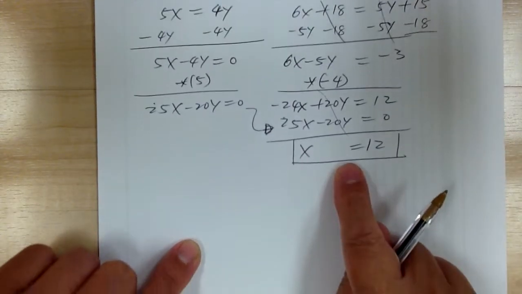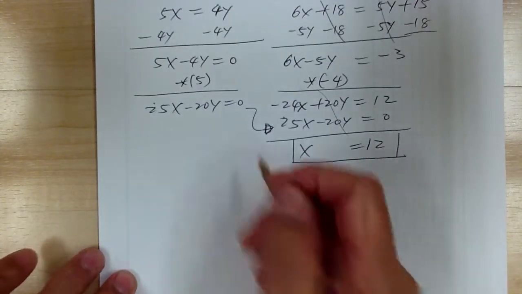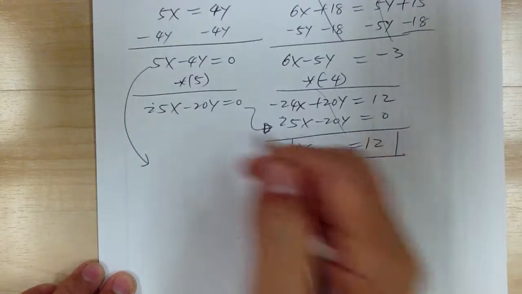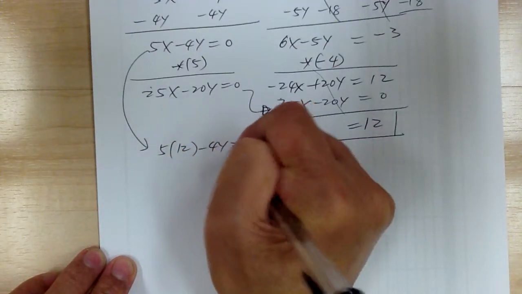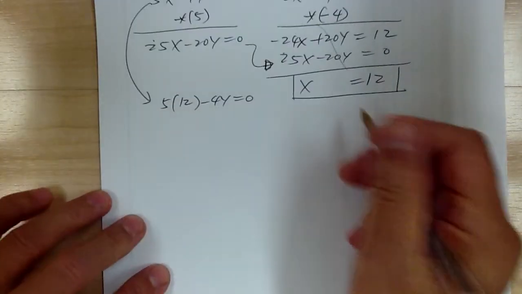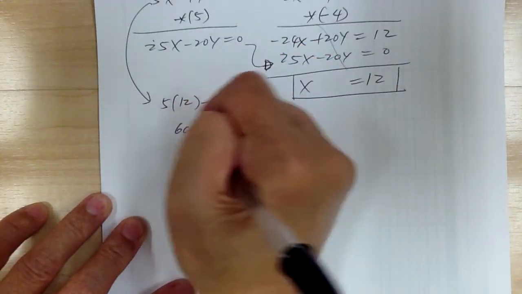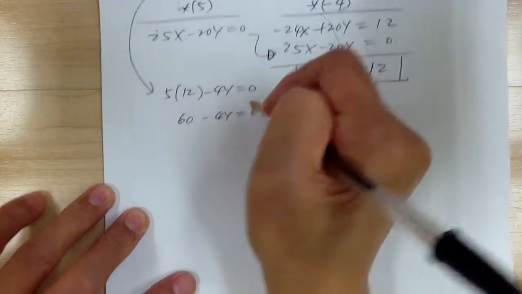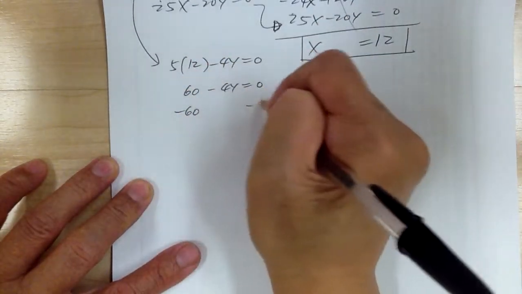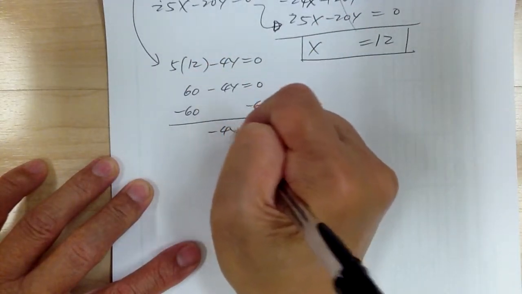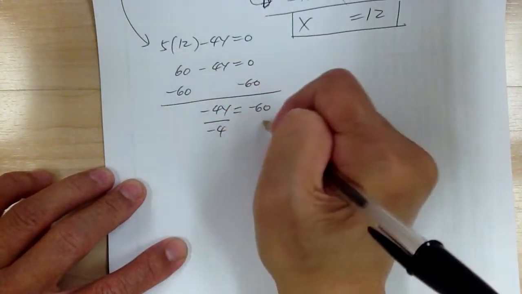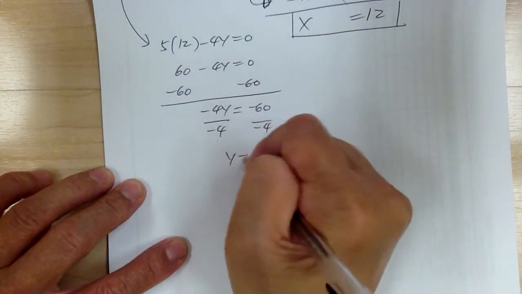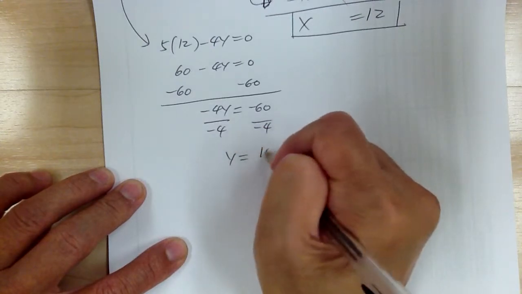So once I find x, I need to look for y. So I'm going to use this one. So 5 times 12 minus 4y equal to 0. And so 60 minus 4y equal to 0. Minus 60, minus 60. So negative 4y equal to negative 60. Divide by negative 4, divide by negative 4. So y equal to 15.